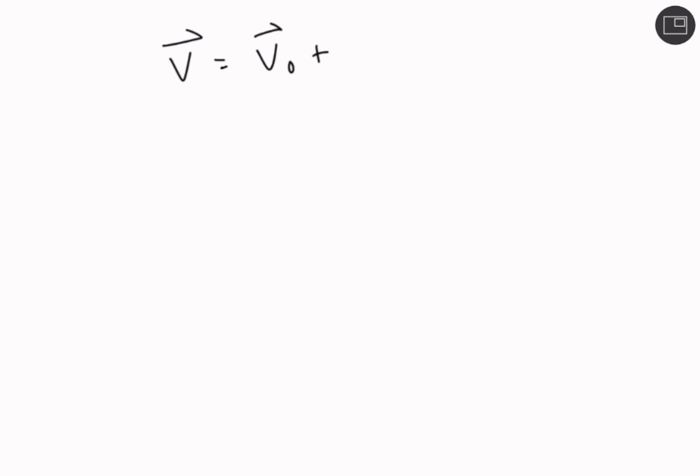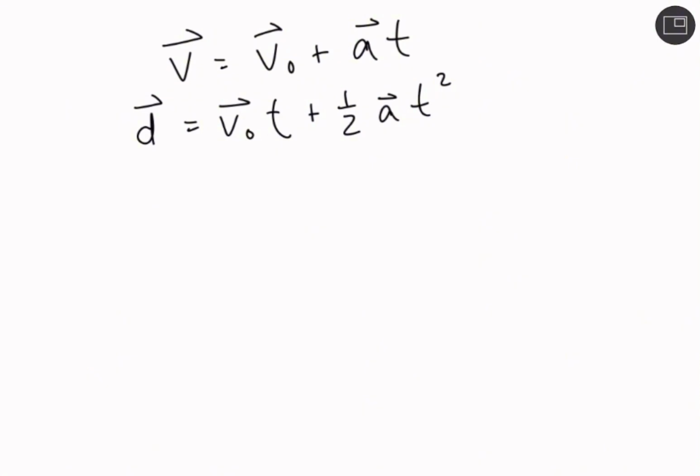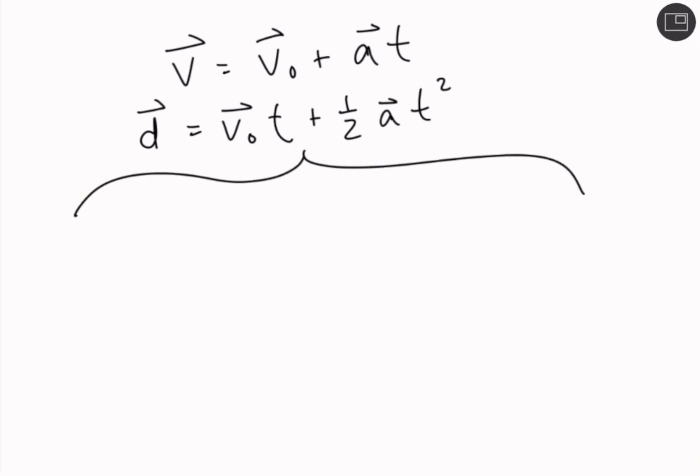Recall your velocity and distance formulas from last unit. In this unit, you're still going to use these equations. The only thing that's different is that you're going to break up the distance formula into its x and y components, which basically means your horizontal and your vertical components.